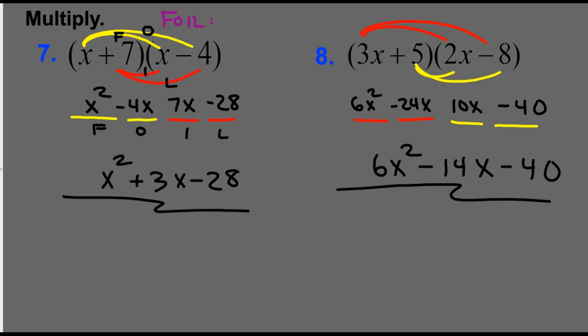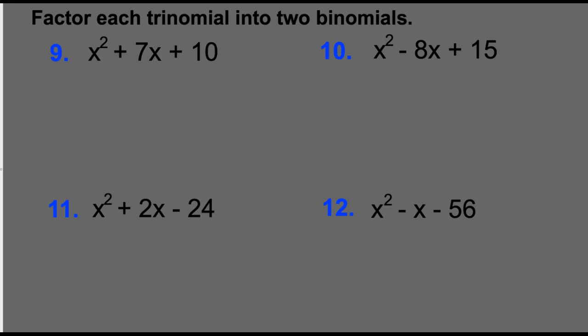Good. All right. Next slide, now we're going to do that backwards. I like to call this, I like saying the word FOIL and unfoil. I just think it's limiting. So factoring these trinomials, I also like to refer to this as unfoil. We're going to do what we just did, but backwards. So if I unfoil, I'm going to get a binomial times a binomial.